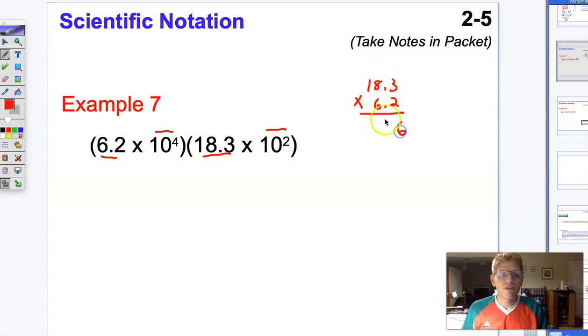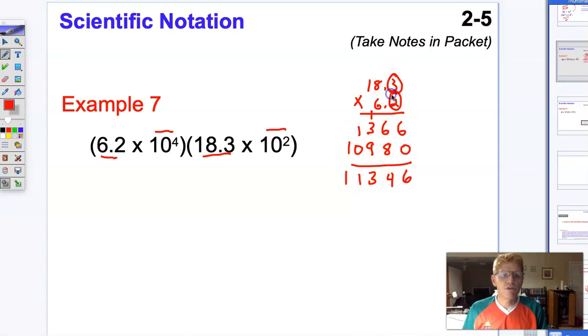2 times 3 is 6. 2 times 8 is 16. Carry the 1 for 366. Bring our 0 down. 6 times 3 is 18. Carry the 1. 6 times 8 is 48. Plus 1 is 49. 6 times 1 is 6. Plus the 4 we carried is 10. We'll add those together and we'll get 6, 14. Carry the 1. 13, carry the 1, and we deal with our decimals.